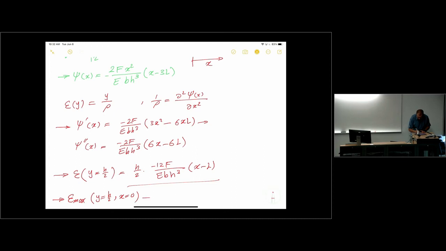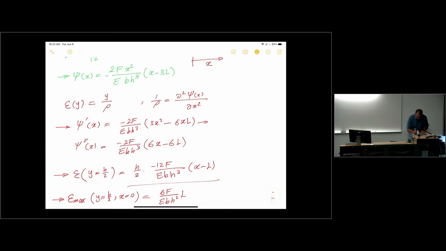So if you plug it into that equation we have at the top, and I'm going to simplify this a bit, it's going to be 6F over EBH squared. One of the h's cancels. And x is 0. I have negative L over there. It just comes out, right? And cancels the negative in front of the equation I had.